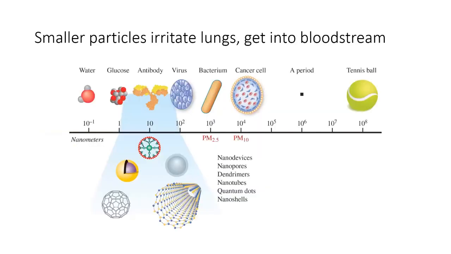All right, so let's look at sizes. This is being measured in, I want to say nanometers. So this is almost 1 billion nanometers would be a tennis ball. A period on a piece of paper would be about 1 million nanometers, okay? So 10,000 nanometers would be a cancer cell. So 10,000 nanometers is PM, particulate matter 10.